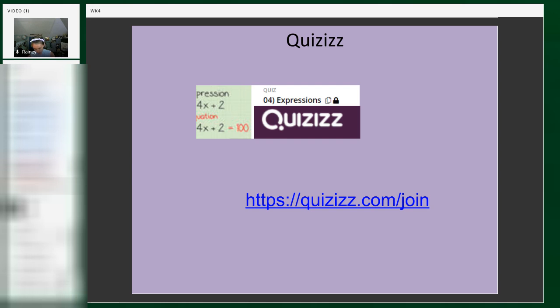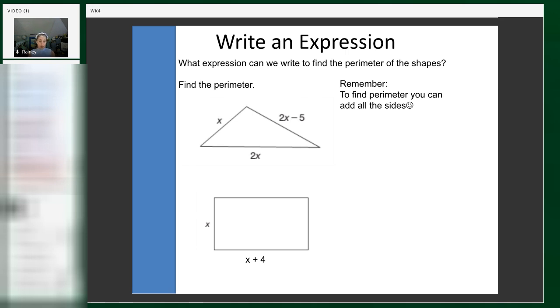We're on the second page, by the way. Got a triangle at the top. All right, here we go. What expression can we write to find the perimeter of the shapes? I left you a little bit of room underneath your triangle, or to the side. Remember that to find the perimeter, you add all the sides.